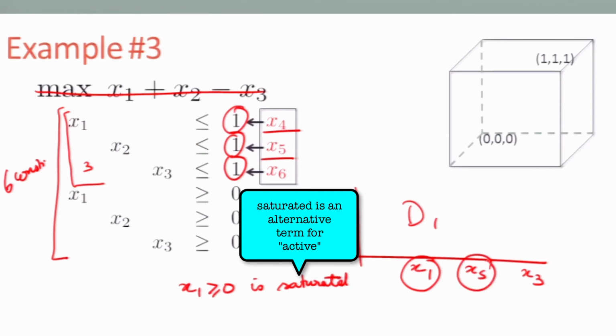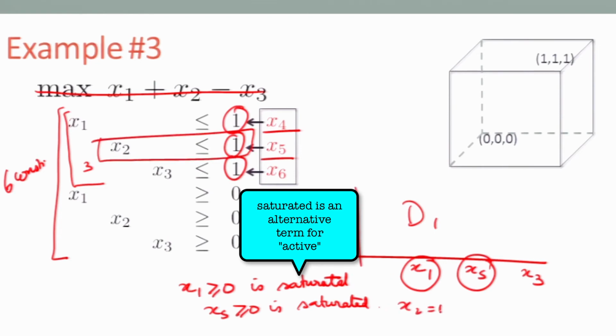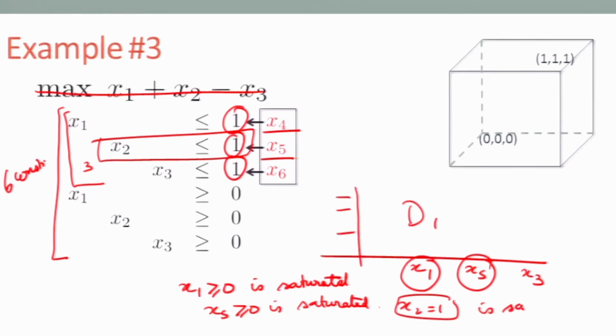If x5 is non-basic, then x5 greater than or equal to 0 is saturated. But this is a constraint in the slack form, not in the original problem. Therefore, we have to take it back to the original problem and say x2 equals 1 is saturated. Or instead of saturated, you can also say it is active.